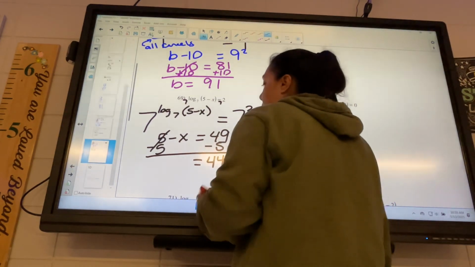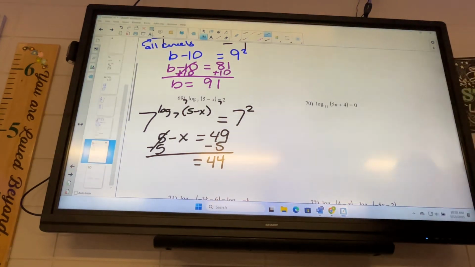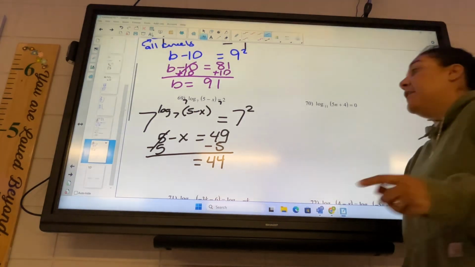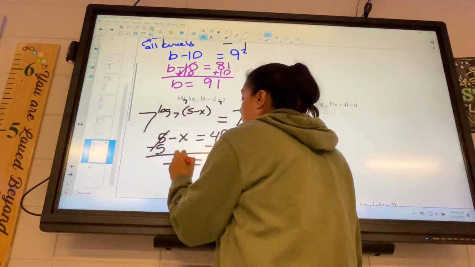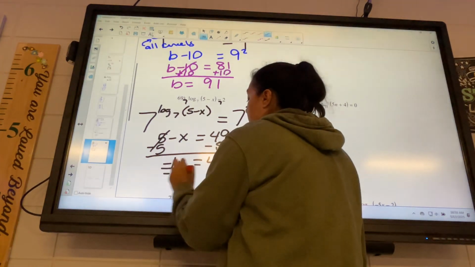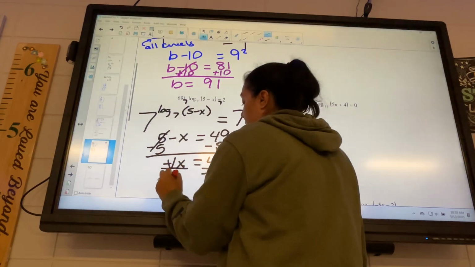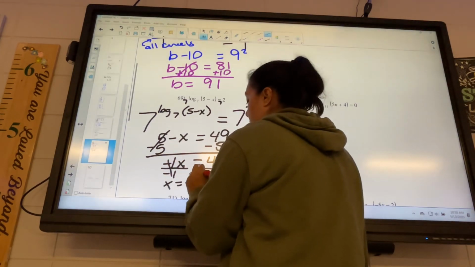We get negative x equals 44. Okay, and pause. What sign is in front of the x? A negative. So if there's a negative in front of an x, you have to divide by negative 1. You can't just say x equals, it's going to be wrong. If it's a plus, which is what it normally is, then you don't have to. So this is really going to be negative 1x. So we need to divide by negative 1.